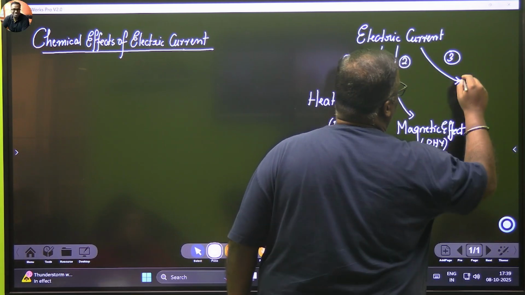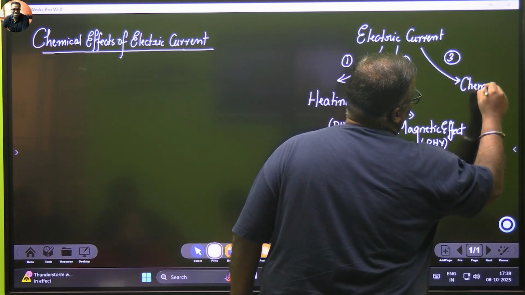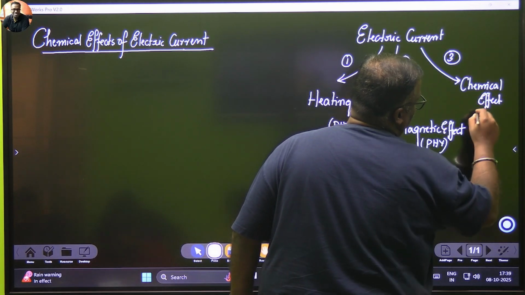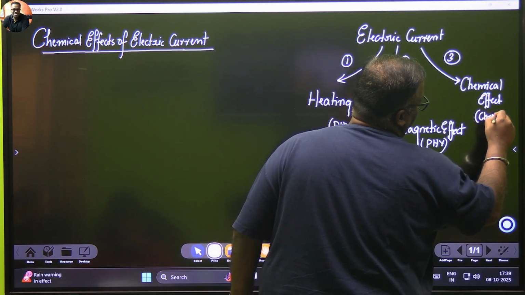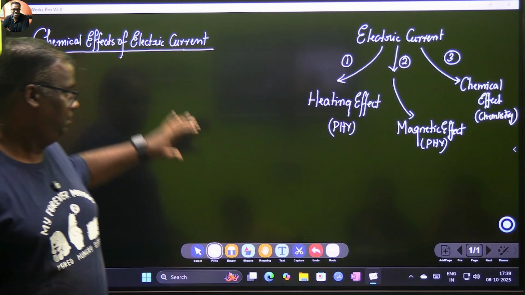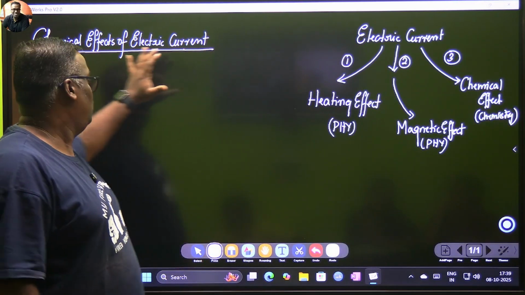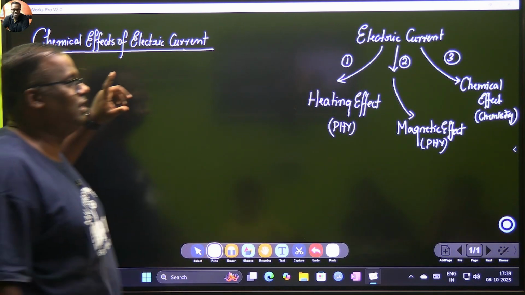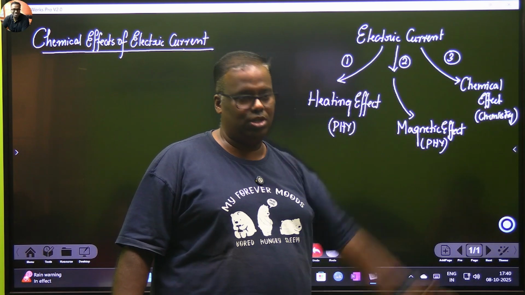And the third is known as chemical effect, and this will be studied under chemistry. So let's first understand what we are going to study. We are going to study 1 out of the 3 effects of electric current, and that effect is typically attributed in chemistry as the chemical effect.